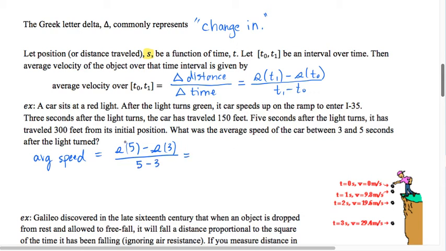So position at 5 seconds was 300 feet from the origin or starting point. Position at 3 seconds was 150 feet. That's over 2, so we get 150 over 2, or 75. Units are important here. Feet per second would be the average speed over that 2-second span.